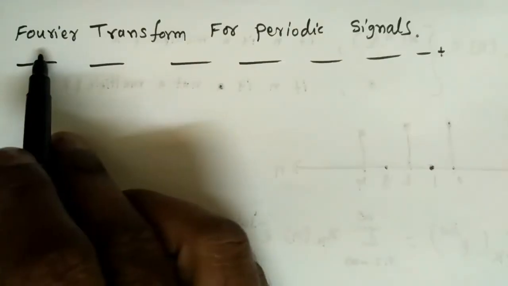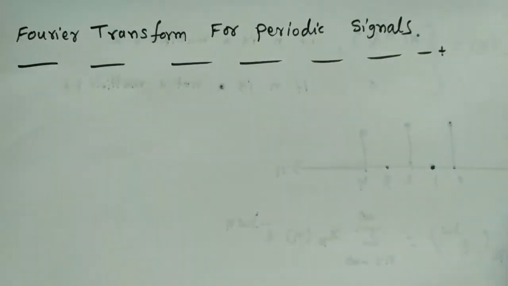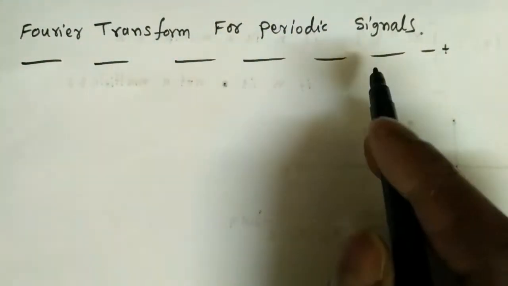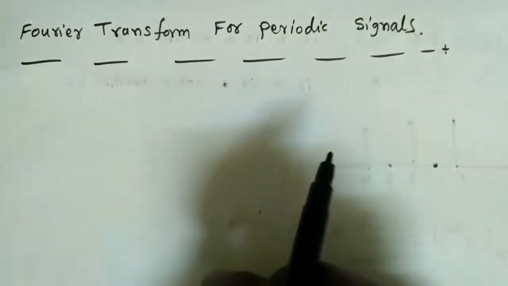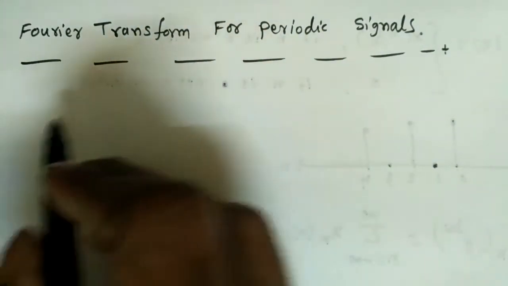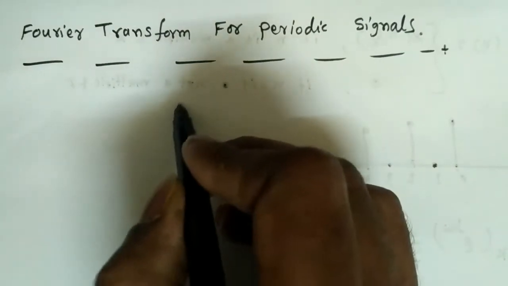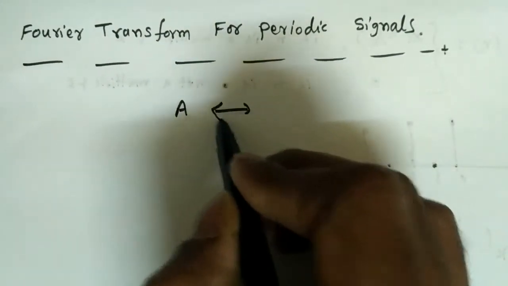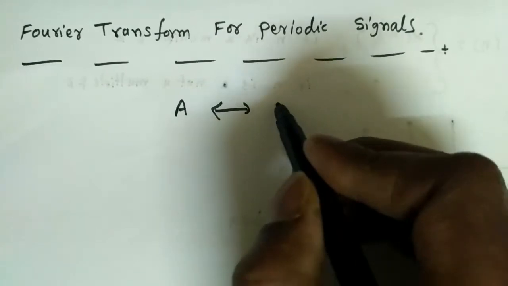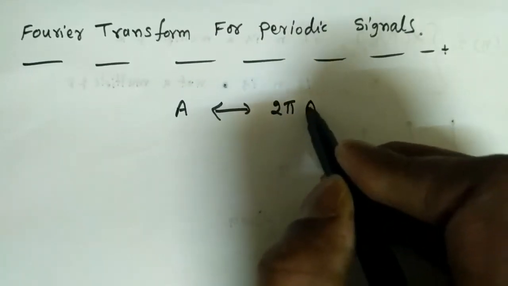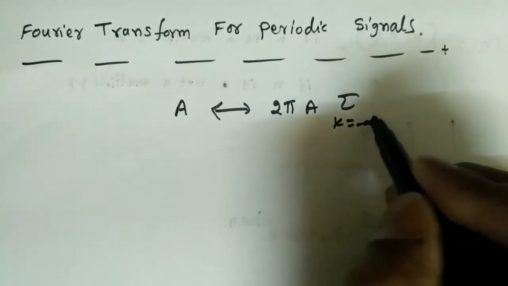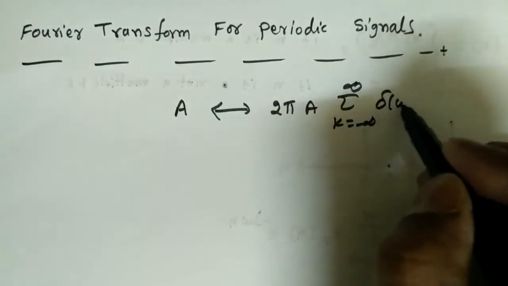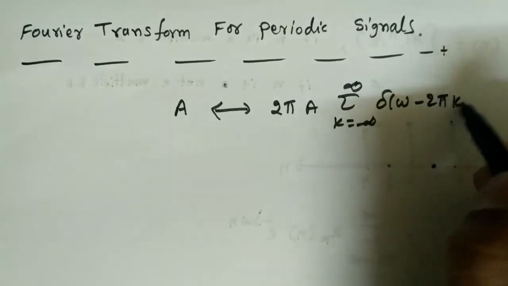We will discuss the Fourier transform for periodic signals, right? So this is similar to the continuous time Fourier transform, right? There is only a minor change. So we need to discuss first, for constant a, what is the Fourier transform we have seen in the previous lectures, that is 2 pi a into sigma, k is equal to minus infinity to infinity, delta of omega minus 2 pi k.